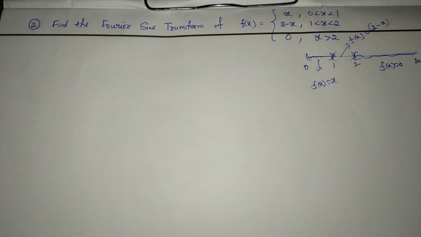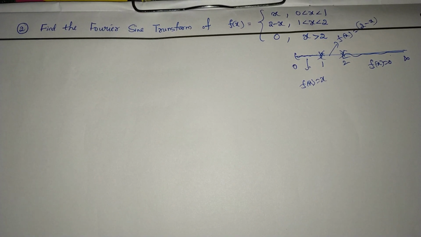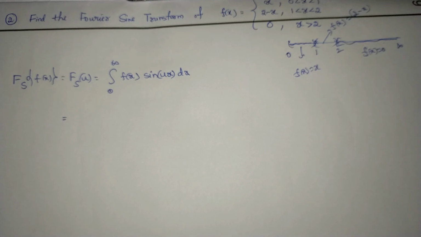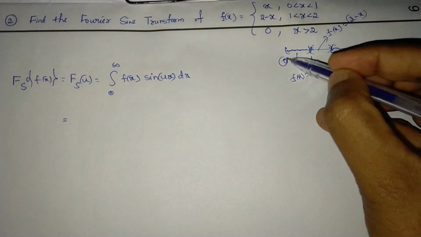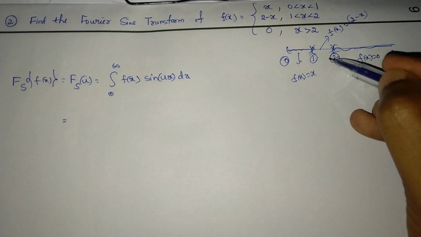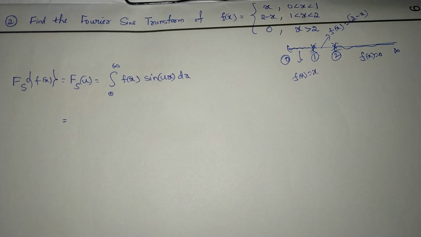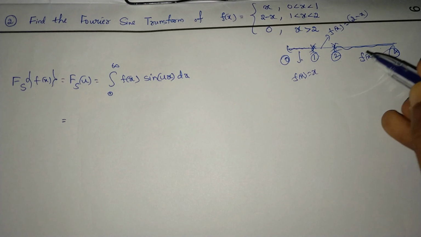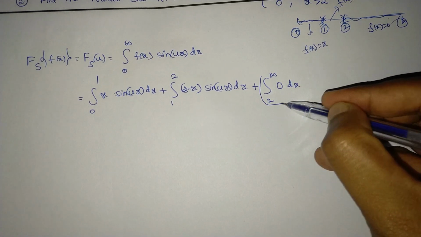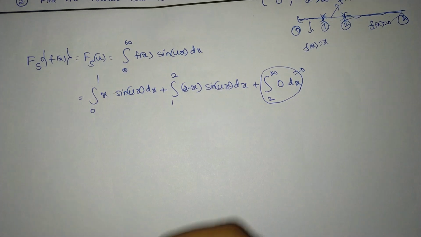So let us write the formula first. So now let us split the integral from 0 to infinity as 0 to 1, where your f of x equal to x, plus 1 to 2, where your f of x equals 2 minus x, plus 2 to infinity, where f of x equal to 0. So we have this. Once the integrand is 0, the whole thing is 0, right?